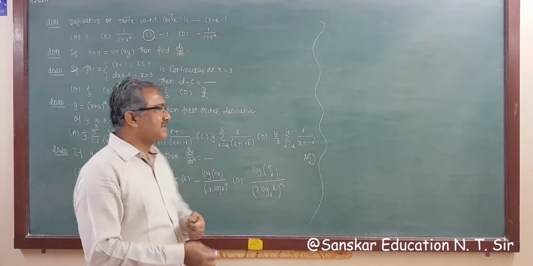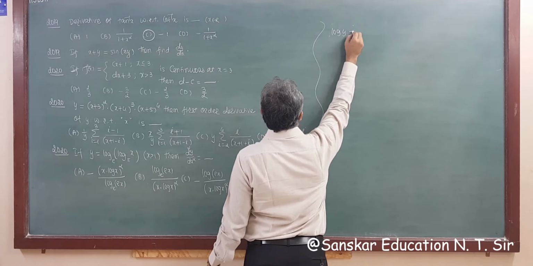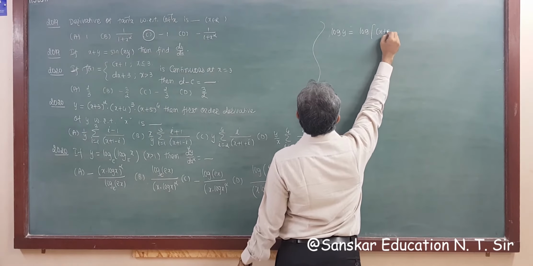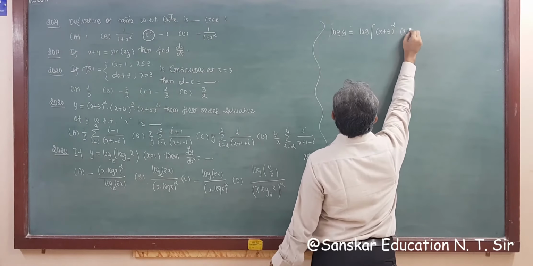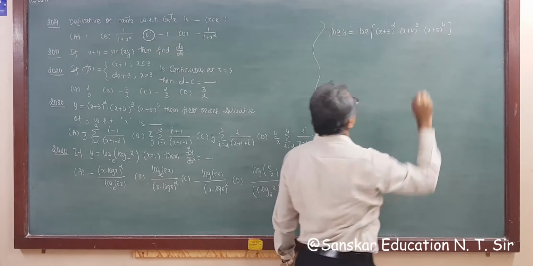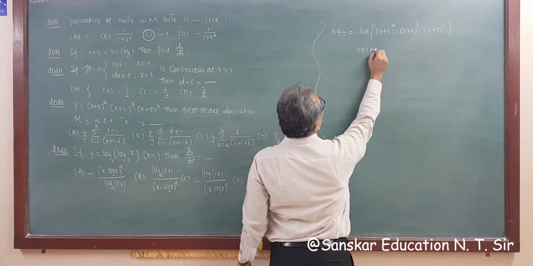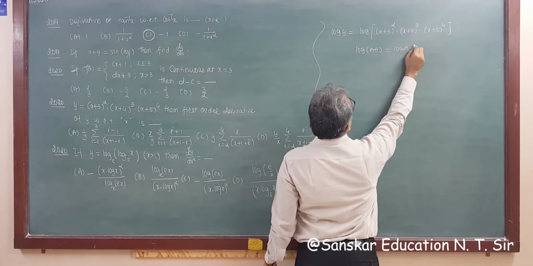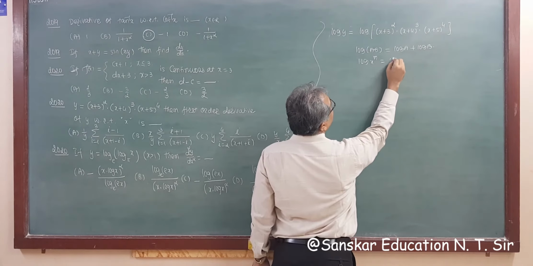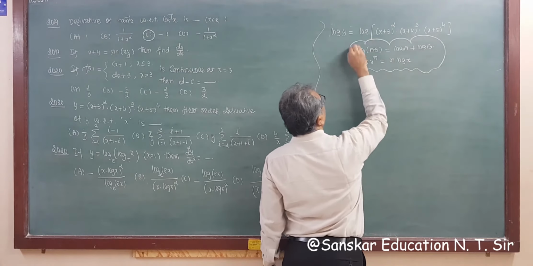We are taking log both sides. So taking the logarithm of the function on both sides, we write log y is equal to log of (x plus 3) whole square into (x plus 4) whole cube into (x plus 5) raised to 4. Now you know one formula for log, that is log AB is equal to log A plus log B, and another formula, the power rule, log x raised to n is equal to n log x.